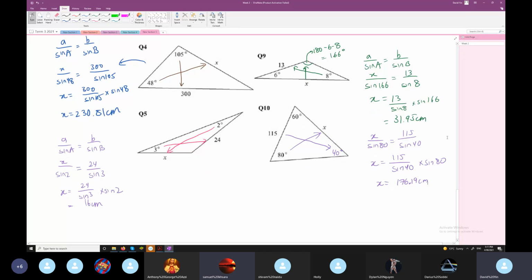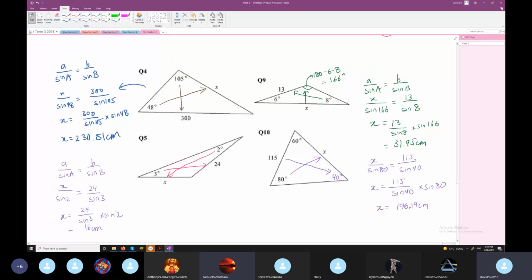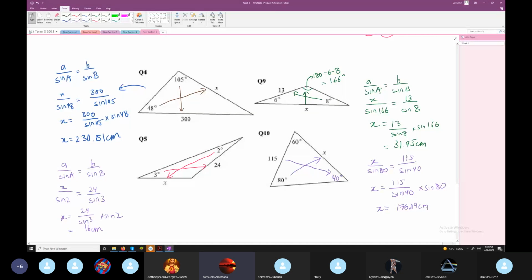I got a different answer for 9. Yeah, 9. What did you get? I got 22.6. That's rounded. Okay, let me double check. What did you do? I did 13 over sine 8 times sine 166. Okay, I must have put it wrong into my calculator then. So 13 divided by sine 8 times by sine 166. Oh, you're right. I think I did something wrong on my calculator. So it's 22.6. You round to 2 decimal places.